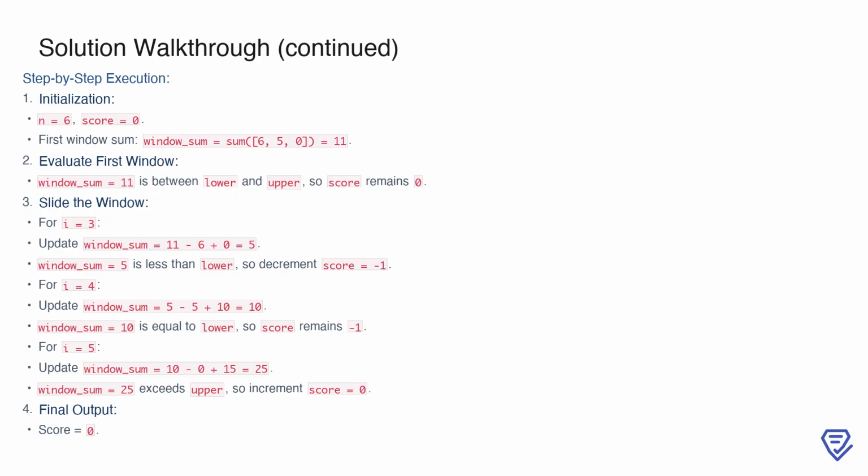This time, the window sum is exactly equal to the lower threshold, so the score remains minus 1. Finally, sliding the window to include the last set of elements, the sum becomes 10 minus 0 plus 15 is equal to 25.